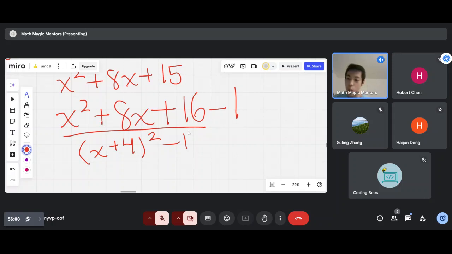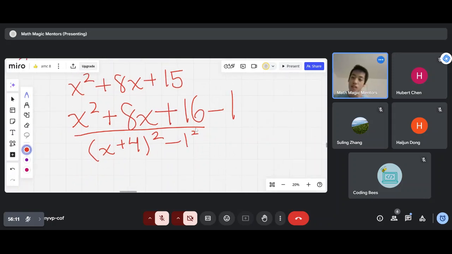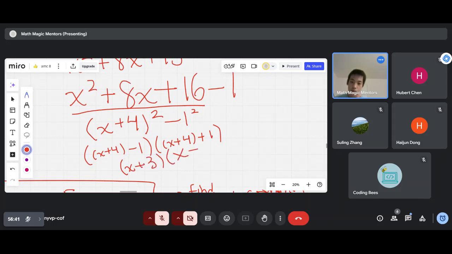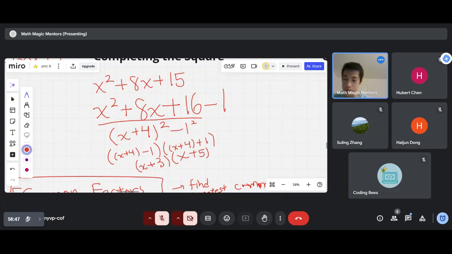And so if you know that 1 is 1 squared, this is another factorization, difference of squares. So you can write it as x plus 4 minus 1 times x plus 4 plus 1. We're essentially letting x plus 4 take the place of x, and letting y be 1. And so simplifying, we can get x plus 3 times x plus 5. And that, again, is the factorization that we ended up with in our previous examples.